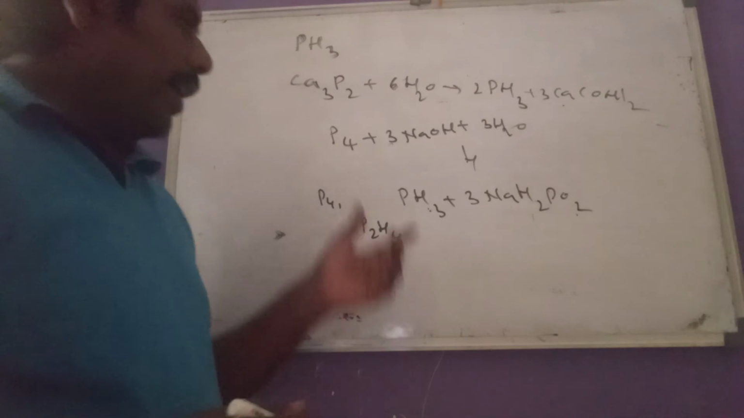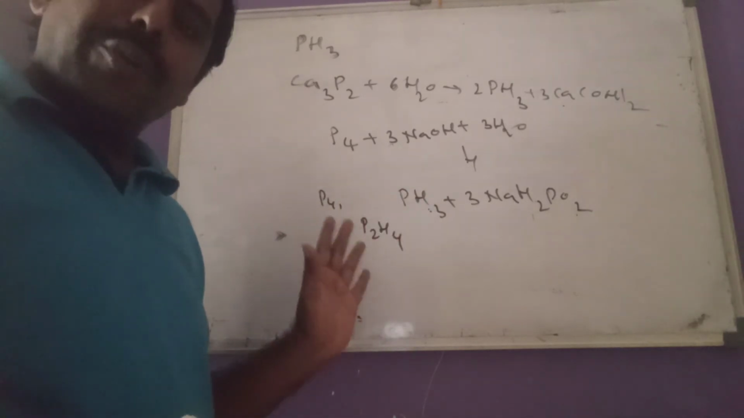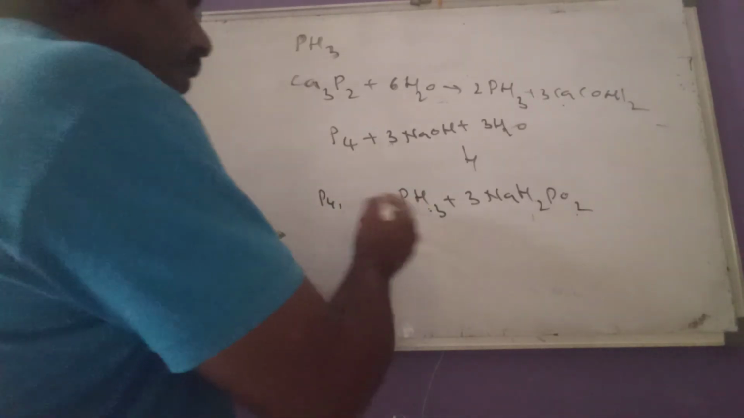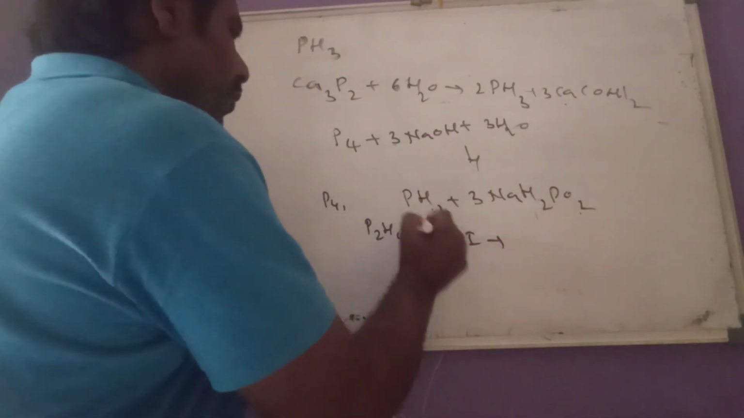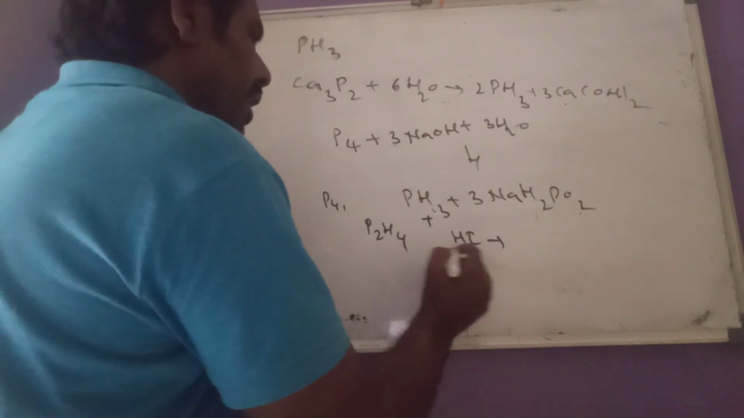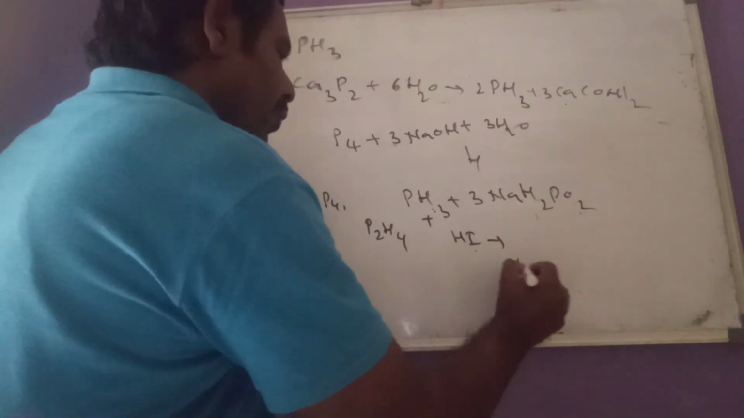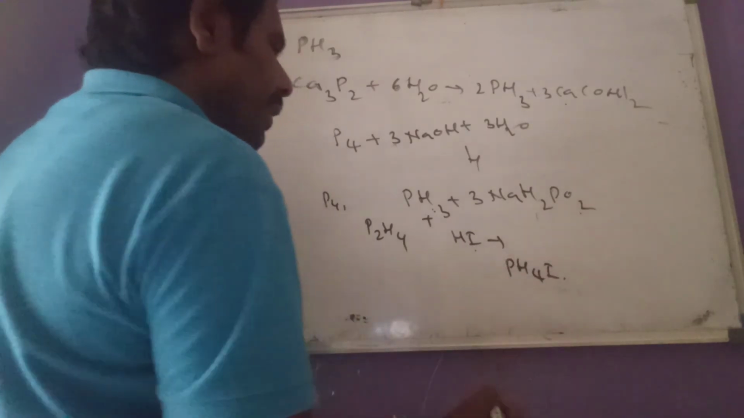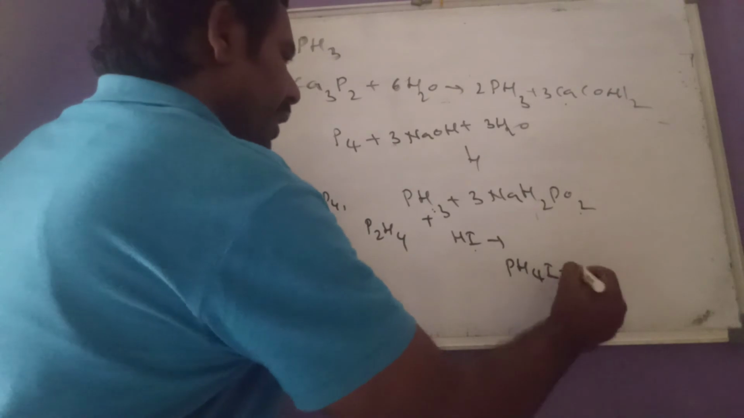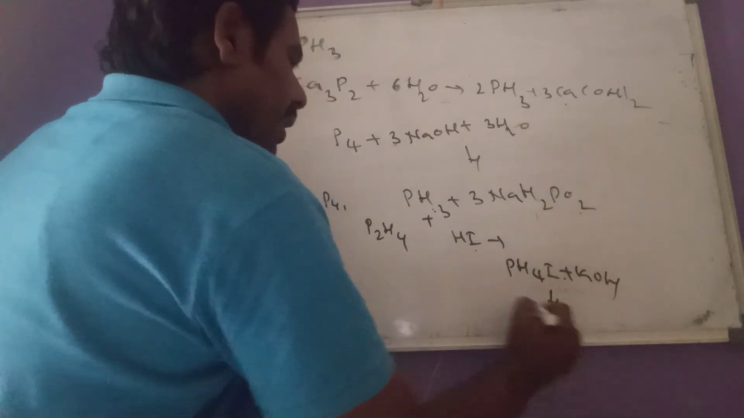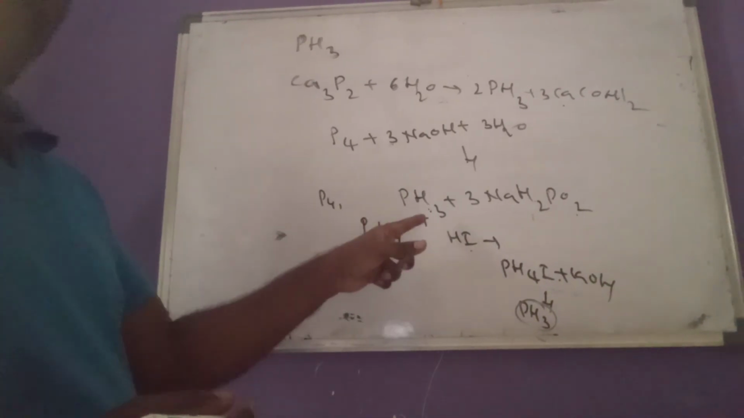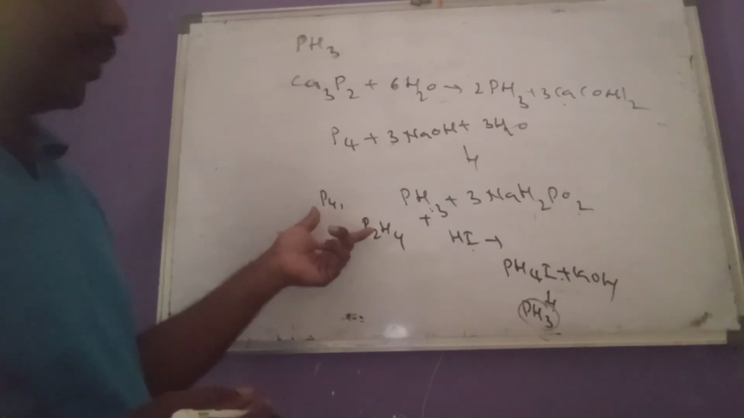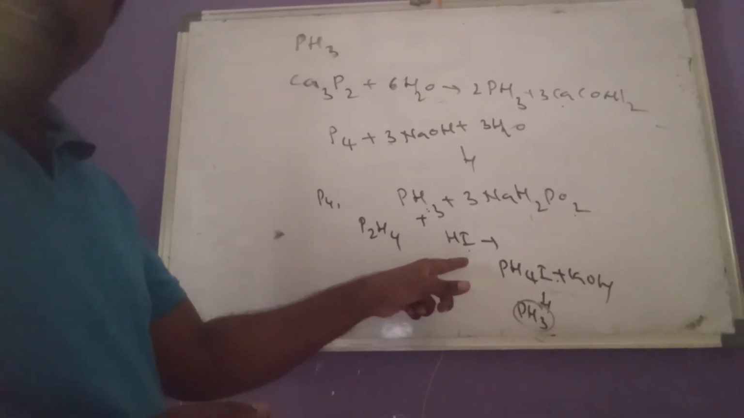So now it is purified from impurities. In which way? This mixture is treated with HI. Now phosphine reacts with HI and converts into phosphonium iodide, and whenever it is treated with KOH, it gives off PH3. So like that, phosphine is purified from impurities by treating with HI.